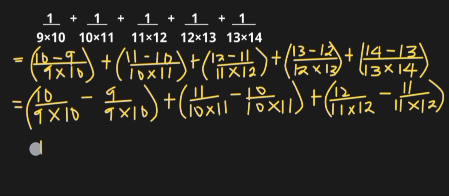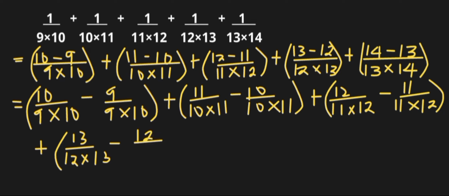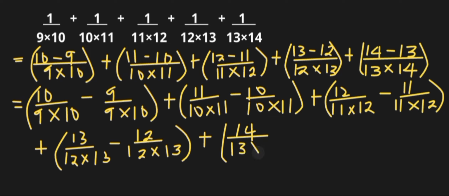Added to the fourth, 13 over 12 times 13 minus 12 over 12 times 13. And the last one, 14 over 13 times 14 minus 13 over 13 times 14.